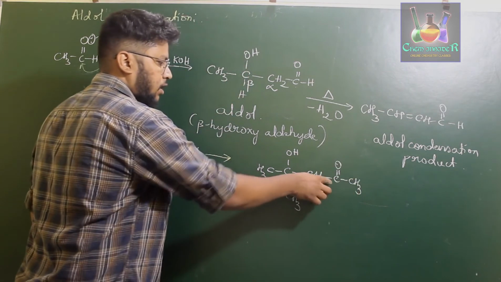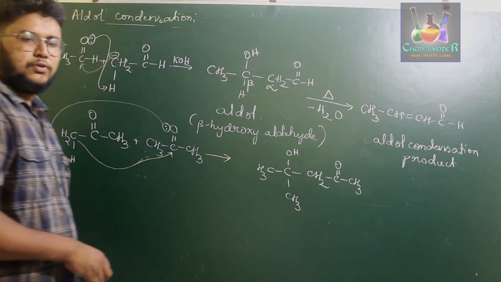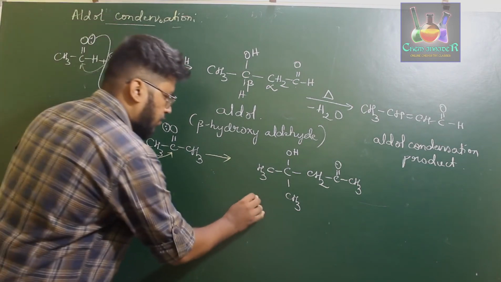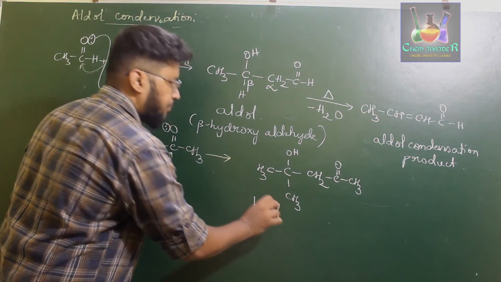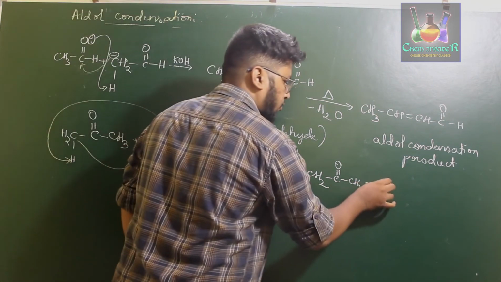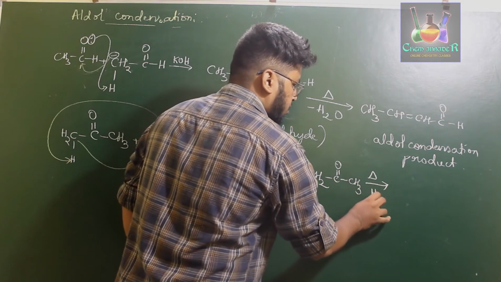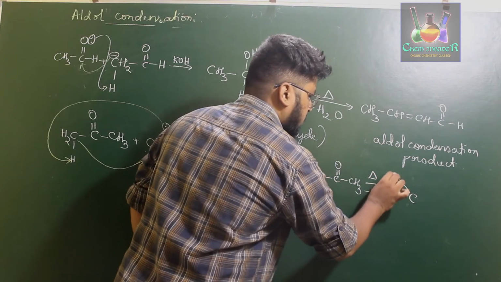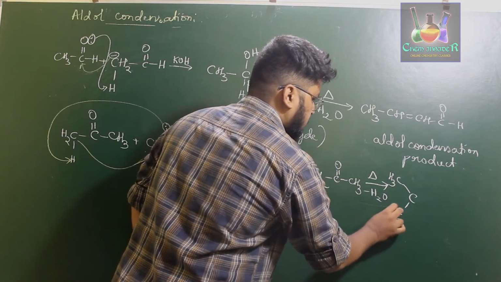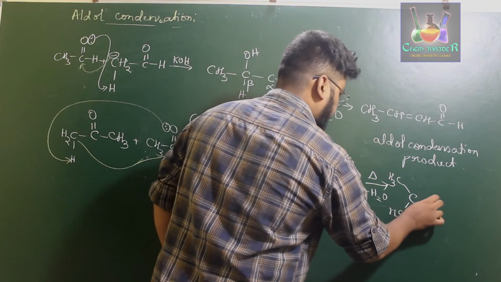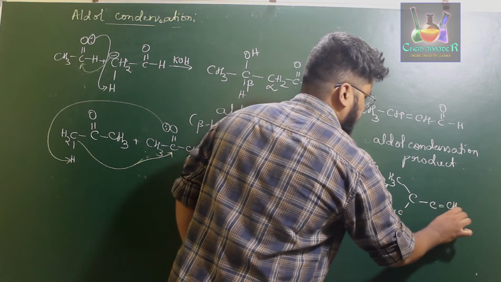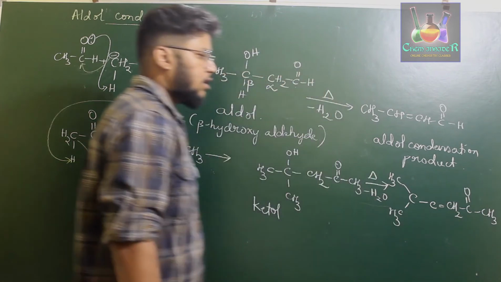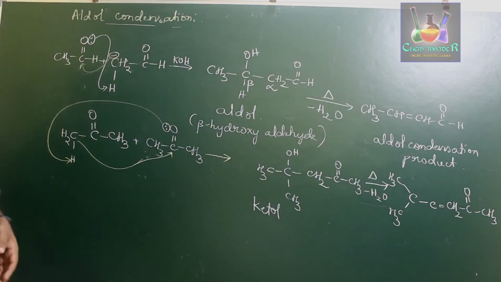So this is again having a beta OH group. So this is a beta hydroxy ketone. Therefore it is called the ketol group, which later loses a molecule of water on heating. So it loses a molecule of water to form CH3, CH3, C double bond, CH2, C double bond O, CH3. So these are the products formed by the aldol condensation.